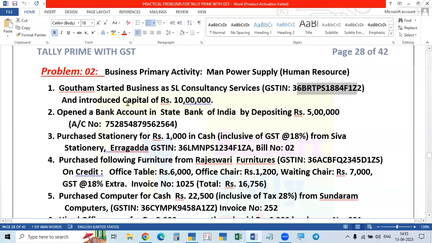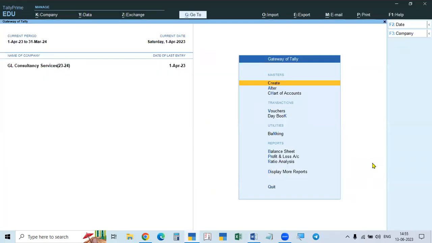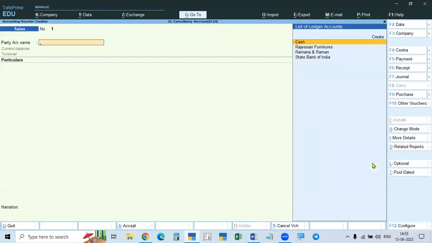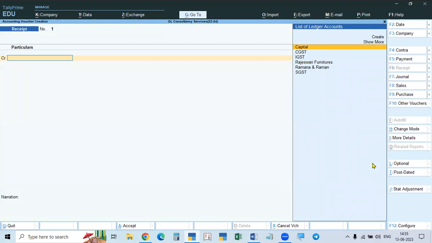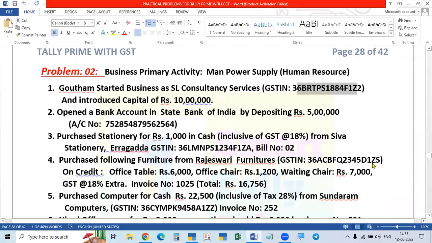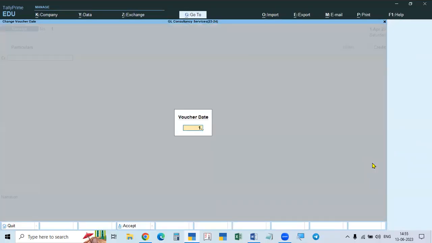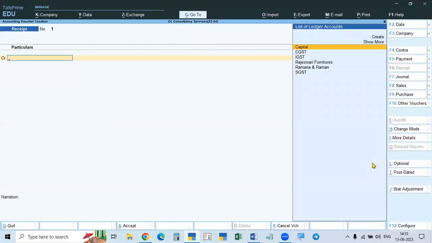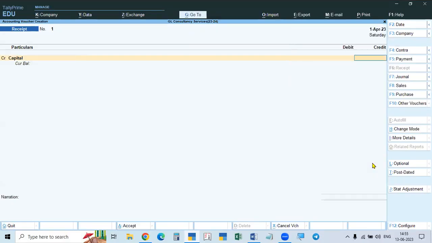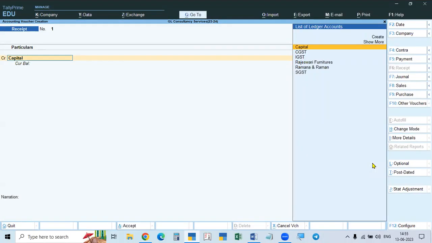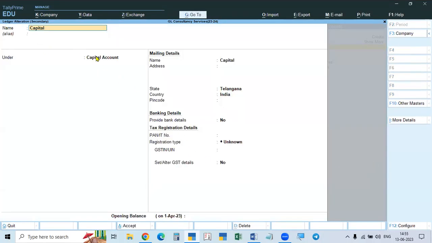And then introduce the capital of 10 lakhs. So now we have to go to voucher. Introduce the capital of 10 lakhs means 10 lakhs came into the business. So we are receiving, it is called a receipt voucher. We have to enter. Dates are not given here. I will take dates. Half of the transactions will take the first date and others will get the second date. So here, 1st April we will take. So he has introduced the capital. Some accounts are created already. So capital account is to be credited. It is to be created. See here, capital account is to be created under capital account.